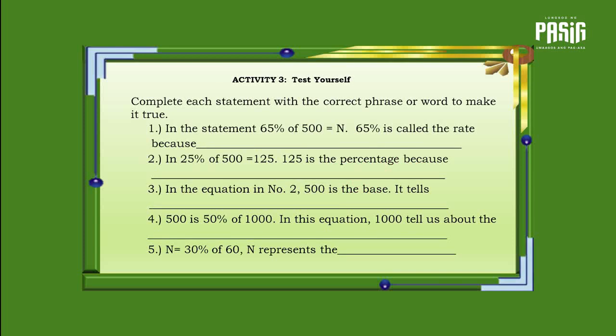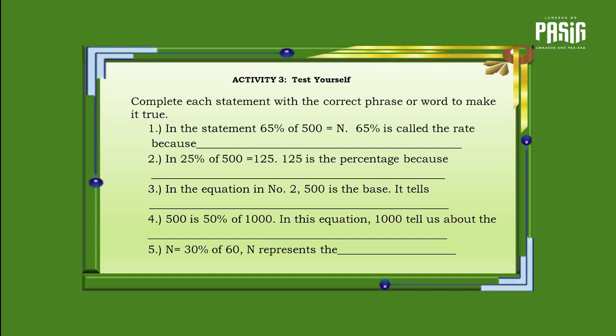Now let's proceed to activity number 3. This is to test yourself. Complete each statement with the correct phrase or word to make it true. Number 1. In the statement 65% of 500 equals n, 65% is called the rate because. Okay, number 2. In 25% of 500 equals 125, 125 is the percentage because. Number 3. In the equation in number 2, 500 is the base.